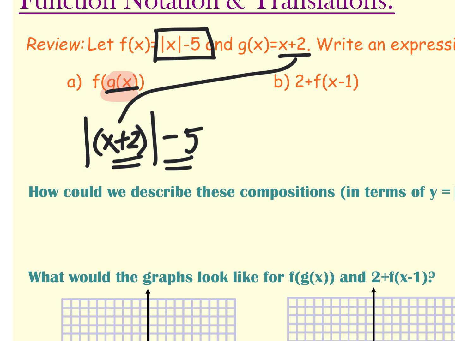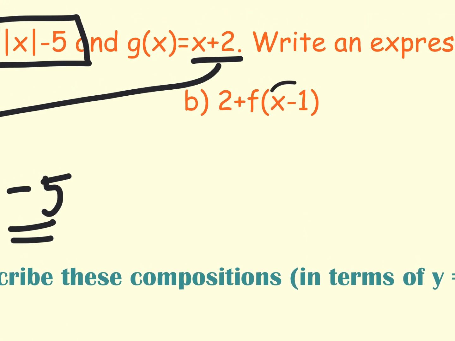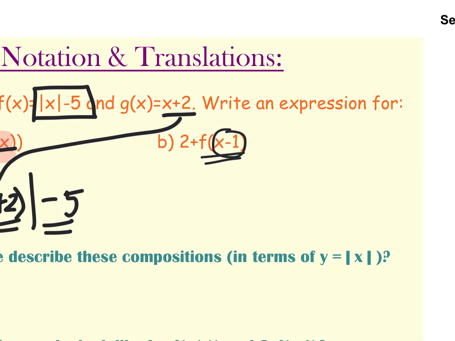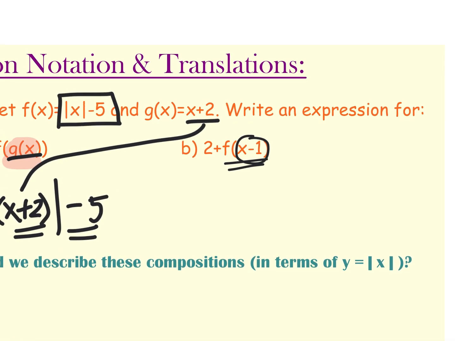Now, on this one, it's a little more complicated. We want to put x minus 1 into the f function. Always do math one step at a time. So I'm going to take the x minus 1, and I'm going to drop it into the f function, which is right here. So I'm going to take this function and write it out with the parenthesis where the x was. And I'm going to drop in an x minus 1.